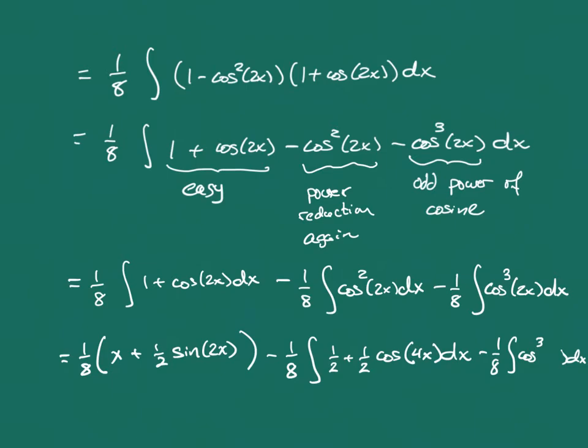Let's clean that up a little bit so that it looks more like the 2x that's supposed to be there. So we've got this expression. Now for our second integral, this one becomes easier to do. We've done the power reduction formula on that one, so we can simplify that. So let's keep this process going.